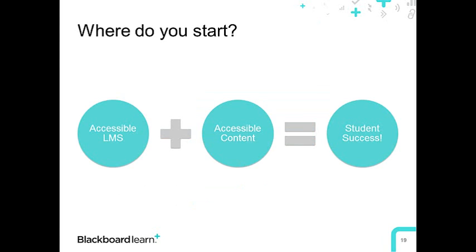So where do you start? There's a lot of information. You have a learning management system, and then you have content that you're putting into it. So really, both of these things add up to student success. So you'll have an accessible learning management system, and then you'll have accessible content, and your students will be successful.